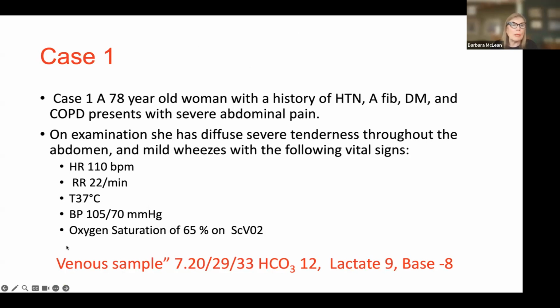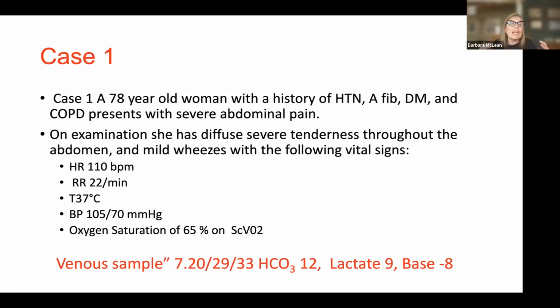So here is this patient. I'm sorry this is displaying, because that was meant to dissolve in. This is a 78-year-old woman with a history of hypertension, AFib, diabetes mellitus, COPD. She's presenting today with severe abdominal pain, and on exam she's got diffuse severe tenderness throughout the abdomen. She's wheezing. You just looked at her vital signs: heart rate 110, respiratory rate 22, temp 37, blood pressure 105/70, and 65% on her ScvO2. You might say, she's a little bit tachypneic and a little tachycardic, but I think she's probably okay. We'll look at her in an hour.